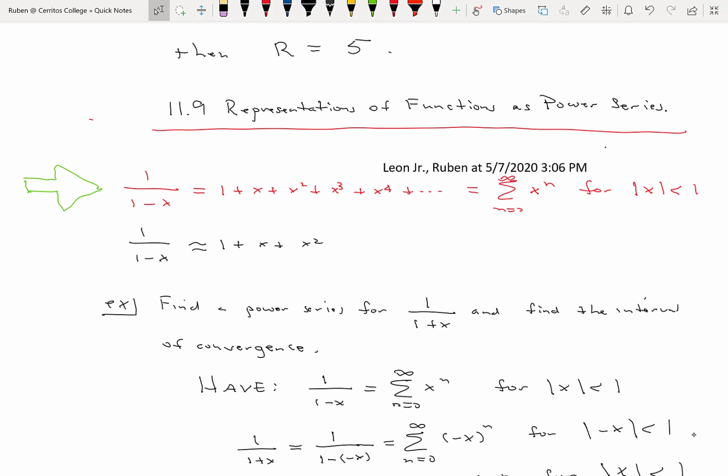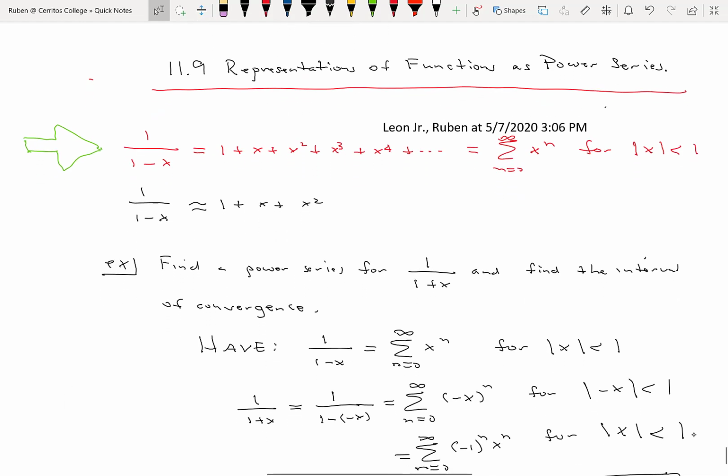So I have that 1 over 1 plus x then is now the sum, n goes from 0 to infinity, of negative x to the n, and that converges for the absolute value of negative x less than 1. Everywhere I see an x in that most important power series, I'm replacing it with negative x, and then go forward with that. Well, negative x raised to the n is the same thing as negative 1 to the n times x to the n, and the absolute value of negative x is the absolute value of positive x.